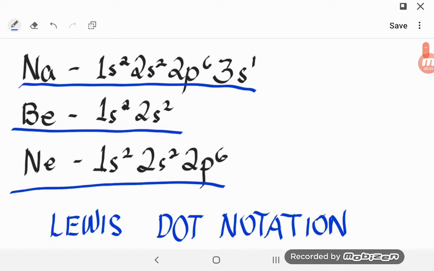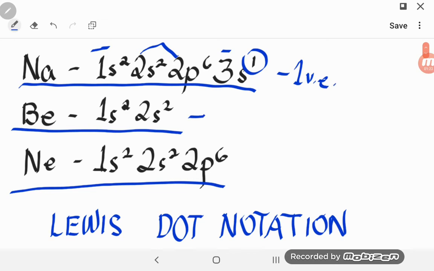In order for you to identify the valence electron for the element sodium, there is a need for you to identify where is the highest energy level. In this case, the energy levels are 1, 2, and 3. 3 is the highest energy level, meaning to say we can find the valence electron in the energy level of 3, and it is 1, meaning to say sodium has 1 valence electron.